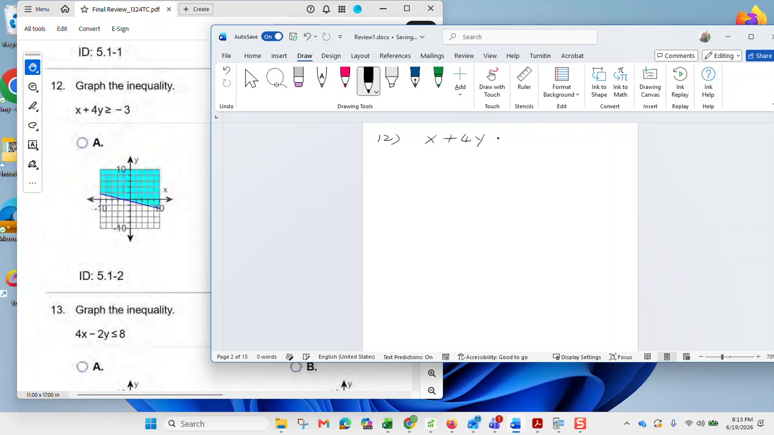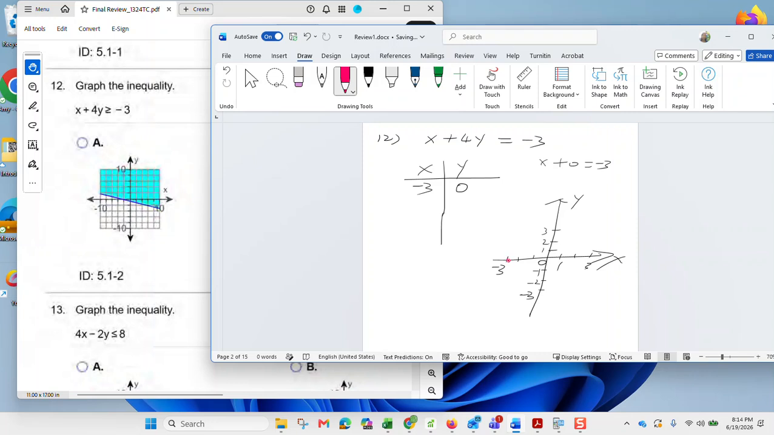Okay, so how do I graph this one right here? x plus 4y equal to -3. Okay, it's a straight line, I will need 2 points to graph a line. Okay, if I let y equal to 0, I have x plus 0 equal to -3. So I have this point right here already. Okay, so 1, 2, 3, -3, y will be 0. So this one is 1 point. I have x equal to -3, y is 0.